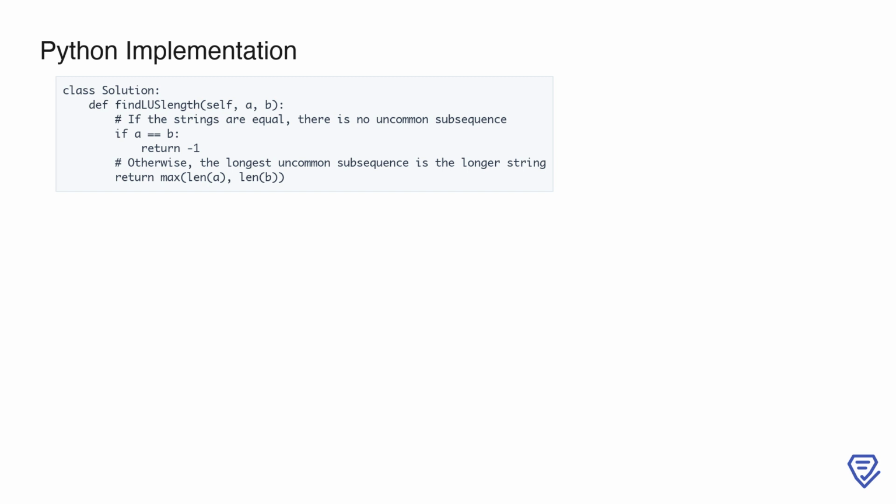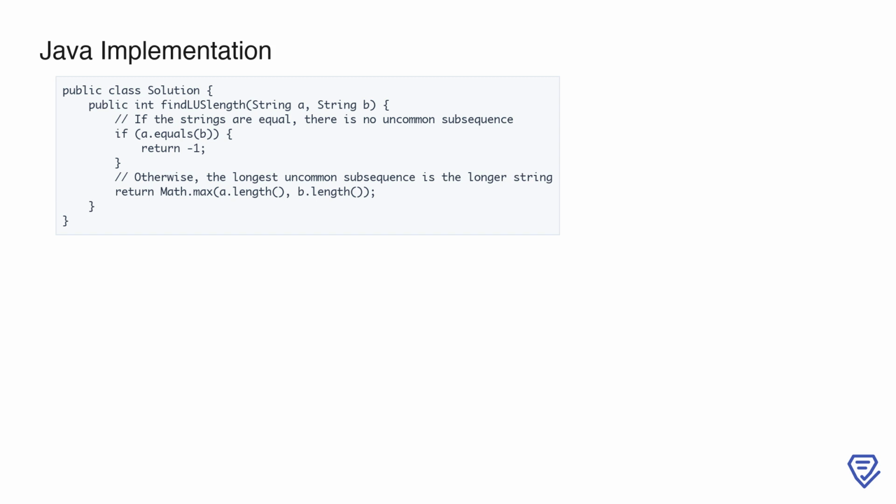This efficiency makes it well suited for cases where the strings are large or where performance is critical. This is the Java implementation for LeetCode problem number 521, longest uncommon subsequence I. The logic is identical to the Python implementation, with adjustments for Java syntax and structure. It checks if the two strings are equal and returns -1 if they are, as no uncommon subsequence exists. Otherwise, it calculates the maximum length of the two strings, which corresponds to the longest uncommon subsequence.